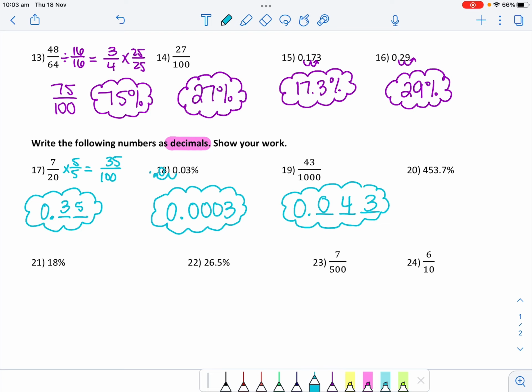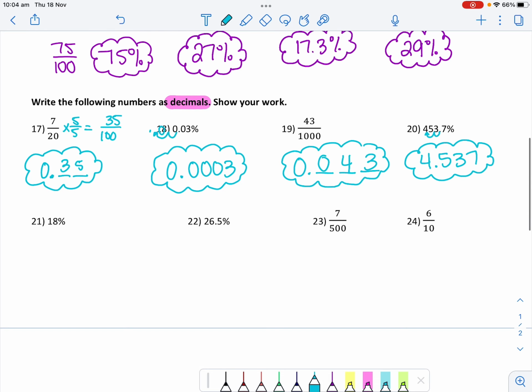For 453.7, I'm going to move the decimal 2 places to the left, so 4.537. For 18%, I'm going to write my 18 without the percent sign. I'm going to take my decimal and I'm going to move it 2 places to the left, so 0.18. For 26.5%, I'm going to do the same thing. The decimal's already in there, so 1, 2, so 0.265.